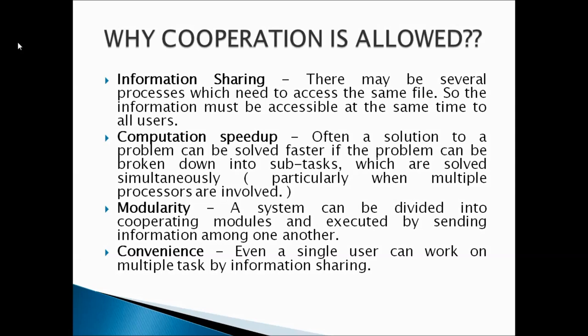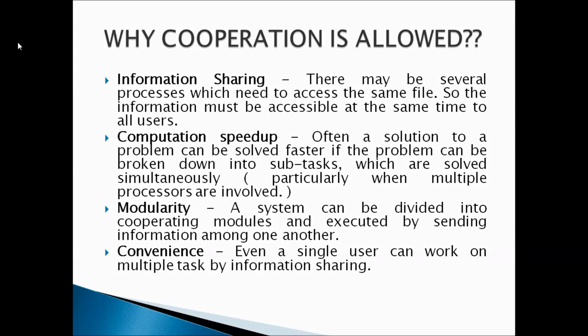Next, computation speed up. Why is computation going to speed up if you use cooperation between the processes? See here, if we break down the problems into subtasks which are solved simultaneously, that means I'm going to divide my tasks into subtasks. I'm going to share my tasks between different processors that may communicate with each other. At that time, definitely my task is going to be completed more quickly. That's why. Understood, guys?